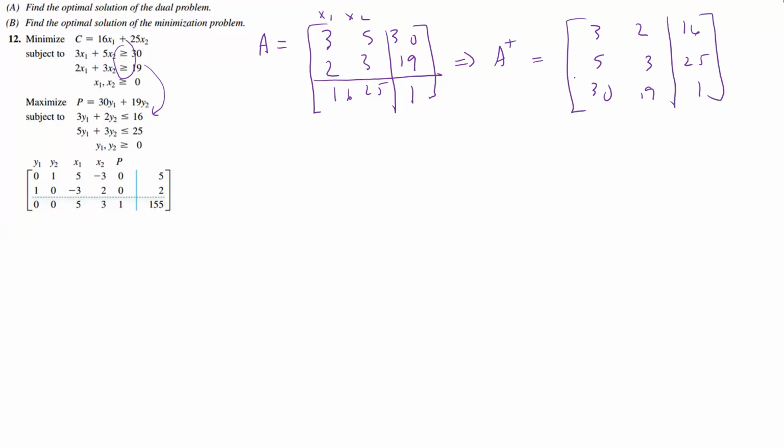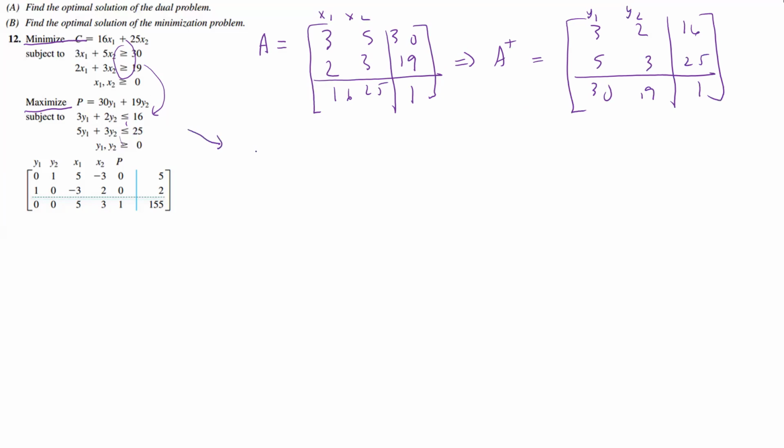And so this becomes y1, y2, and hence 3y1 plus 2y2 is less than or equal to 16, and then 5y1 plus 3y2 is less than or equal to 25, and then 30y1 plus 19y2 is going to be our p. And so we've converted from a minimization to a maximization by converting from the greater than or equal to, to the less than or equal to. And from this, we got to this maximization.